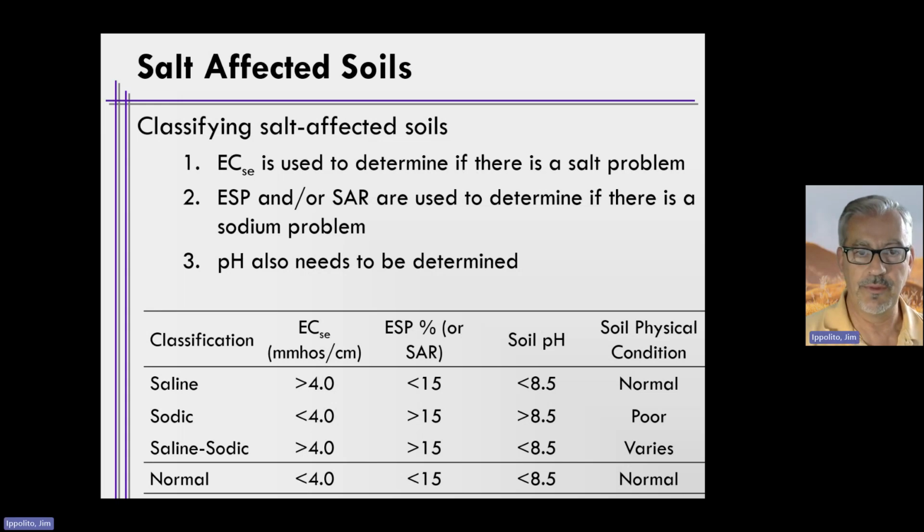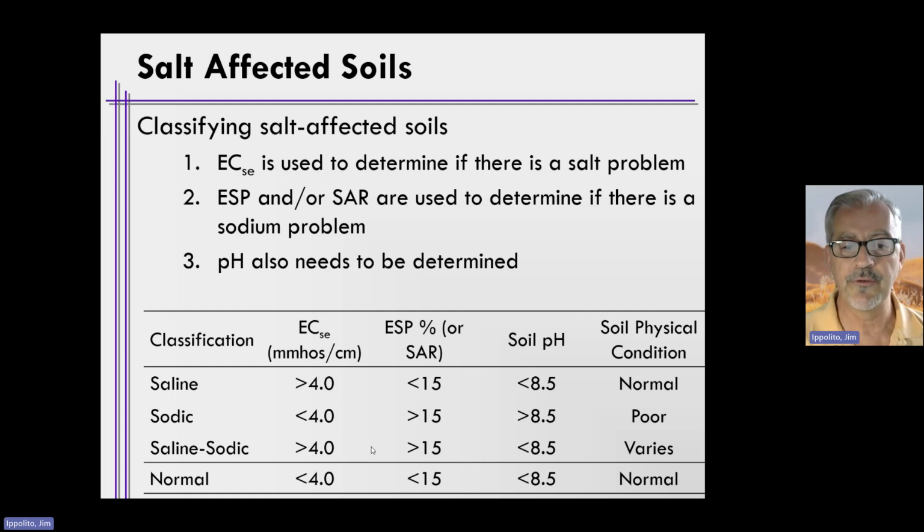And in conjunction with these measurements, we need a measurement of pH. There's a table that I'm sharing with you that shows you the classification of 4 different types of soils, what they are equivalent to in terms of electrical conductivity and ESP or SAR, and soil pH, and then the soil condition in terms of the physical condition that you would actually see. So let's go across this table, let's start at the bottom.